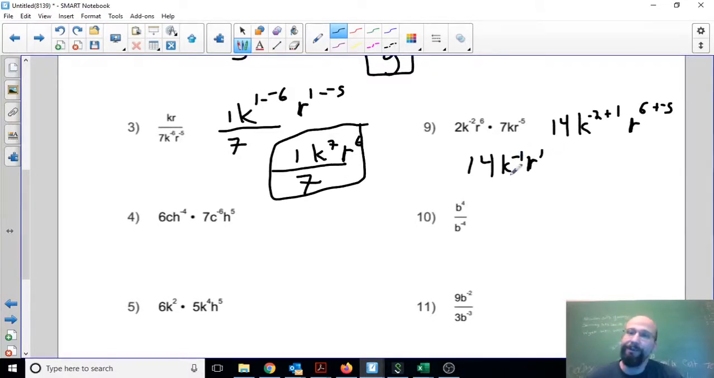But this is a negative 1, so I need to move this k down to the bottom. The 14 and the r will have positive exponents, so I do not need to move those to the bottom, but I do need to move the k to the bottom. So at the top, I'm going to have 14 and r to the 1, which I don't have to put the 1. And on the bottom, I'm going to have this k to the 1, which I don't have to put the 1. And this will be your final answer.